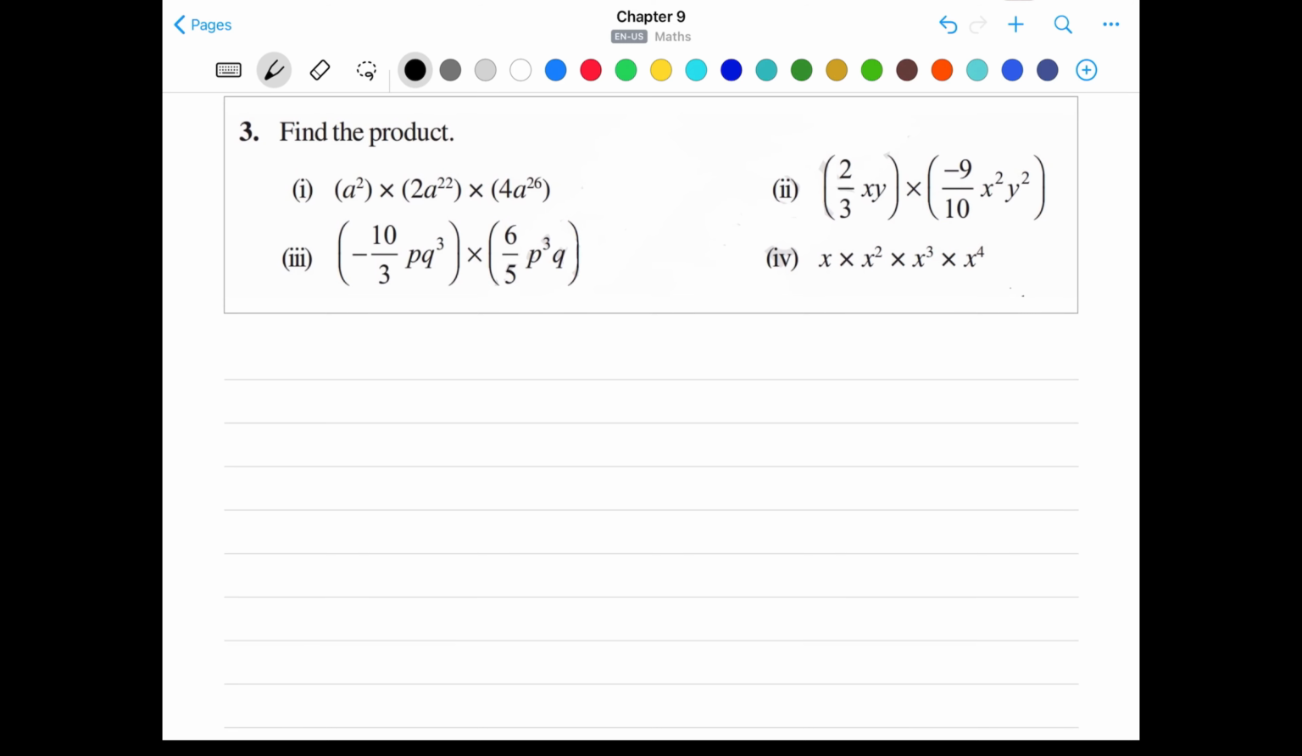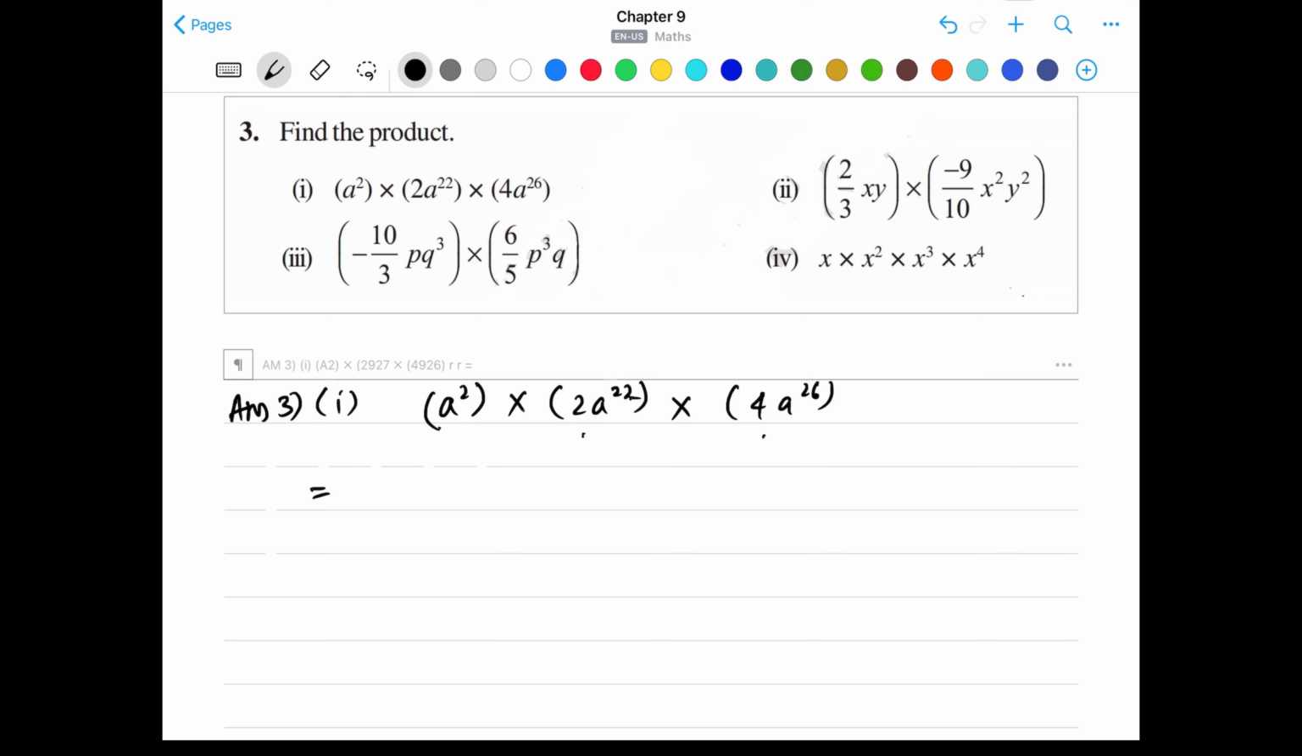Here we have find the product of the following expressions. Okay, so let's start with the first one. This is answer number 3, part 1. Here we have to multiply this a square into 22 a power 22 into 4 a power 26. Okay, so as I told you earlier, whenever we multiply the same variable, the power of the variable will be added. Before that we'll multiply the constant numbers. So we have 1 here, 2 here and 4 here. So 1 into 2 is 2, 2 into 4 is 8. So we'll get the number as 8.